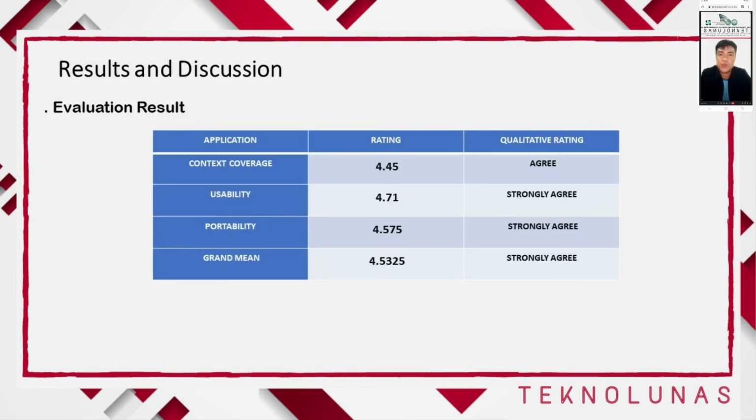The last table shows the overall rating of the application with regard to content coverage, usability, and portability. It garnered a total grand mean of 4.5325, which is equivalent to strongly agree. This statistically means that in terms of the users' acceptance of the application, the users strongly agree that the application has quality information and is usable in giving sufficient information about common ailments and their proper remedies, and the application is portable in terms of its portability requirement.